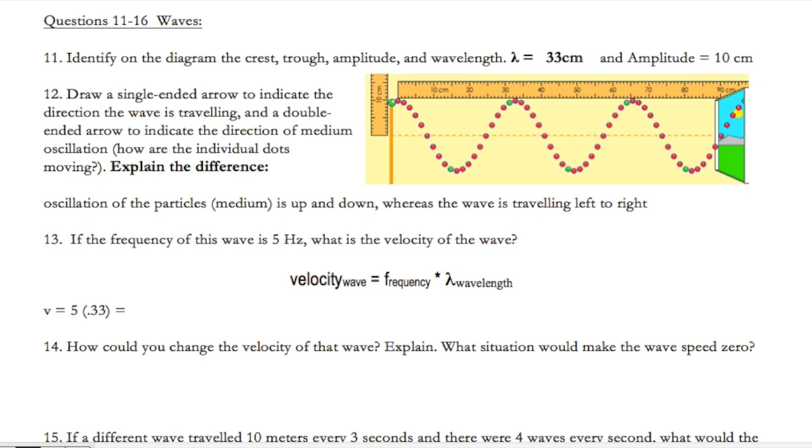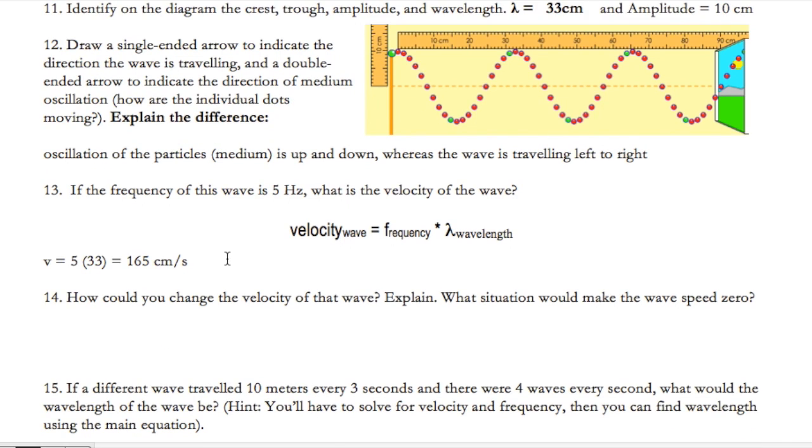But once you find the equation, that's the hard part, is finding the equation itself. So we get 1.65 meters per second, because I changed this to meters. Now if you kept this as 33, you would get 165, and your units would just need to be centimeters per second. Same idea though.